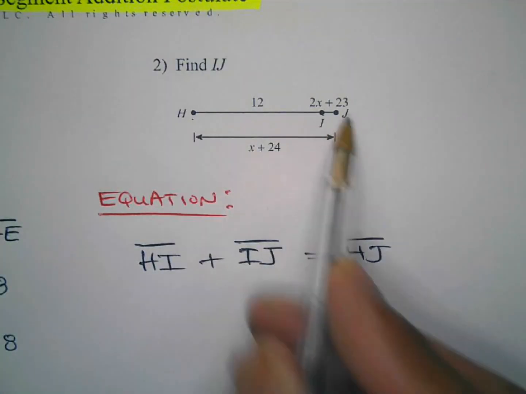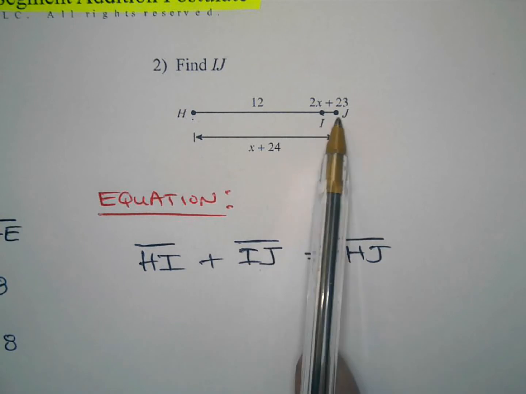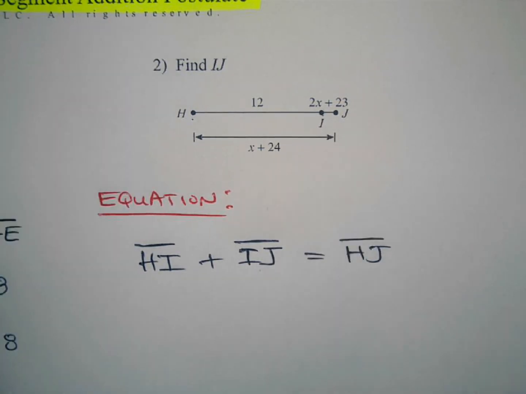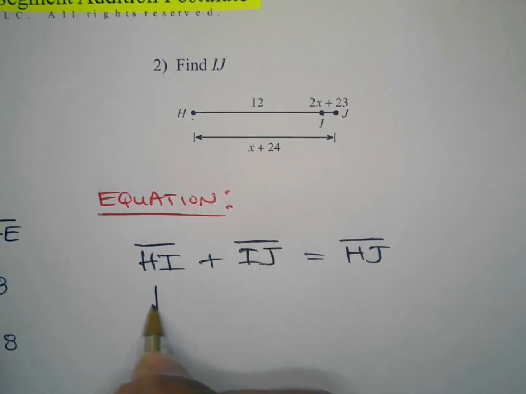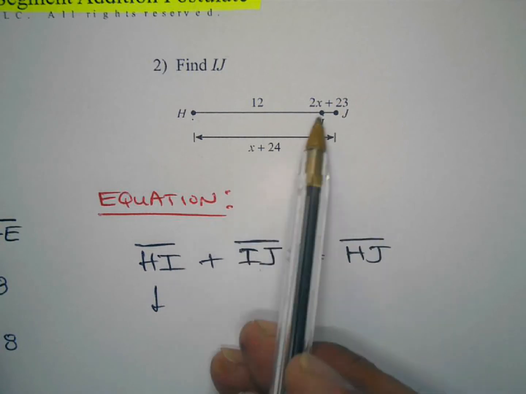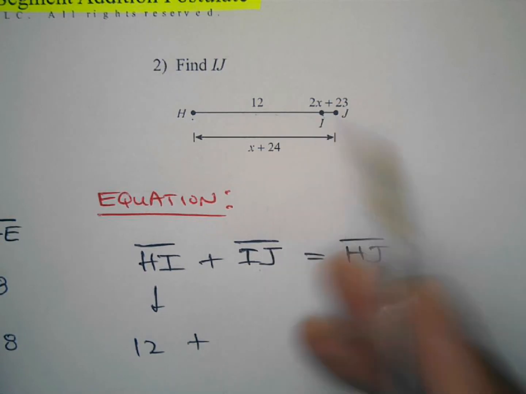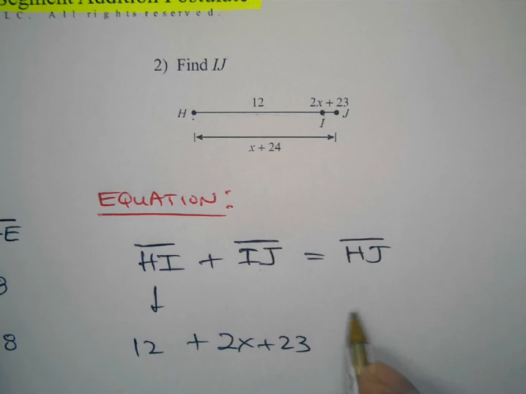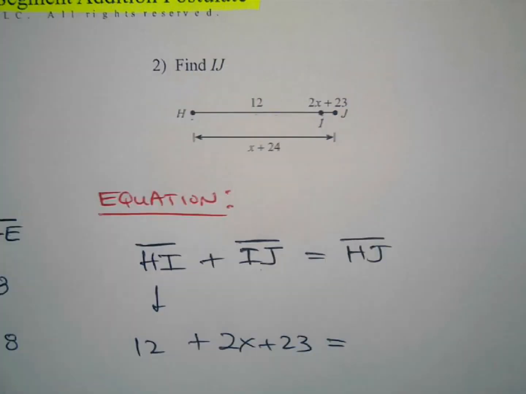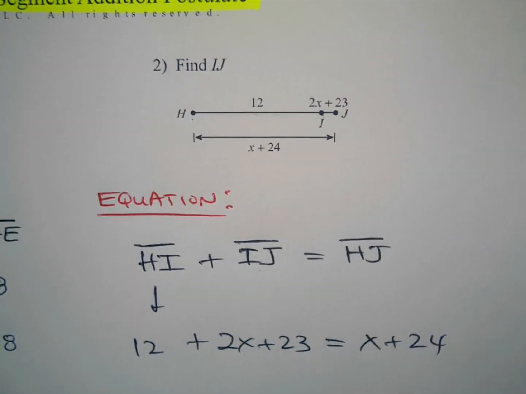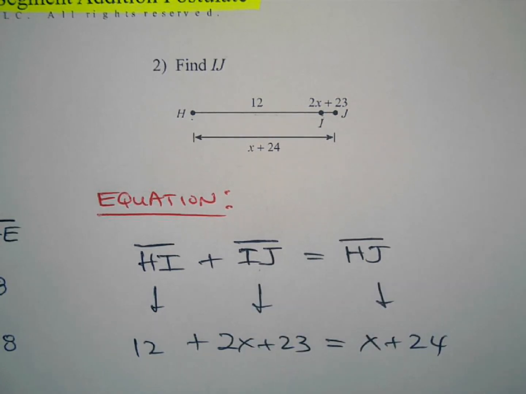That's an H, that's an I, that's a J. Here's the first segment. Add and connect the second segment to it, the IJ, and that adds up to the whole segment HJ. Now I look at all this and I put it here into this equation. HI is 12 plus IJ is this 2x plus 23 equals the whole thing, HJ, well, x plus 24. This is this, this is this, this is this, right?